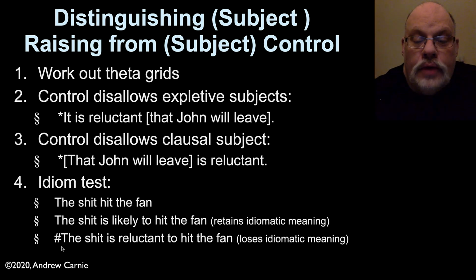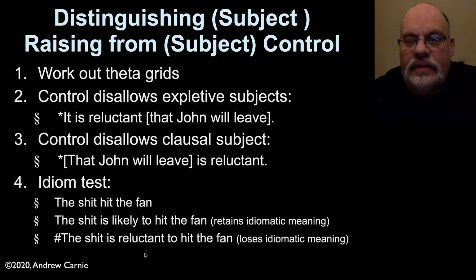Now, the minute you put this into a control construction, the sentence loses its idiomatic meaning and becomes deeply strange. "The shit is reluctant to hit the fan" is odd for native speakers. Similarly, "the cat is reluctant to be out of the bag" loses its idiomatic meaning. The easiest interpretation is only the literal interpretation. And the reason for that is because in control constructions, this subject is there from the beginning. It's getting a theta role from "reluctant". And the reason we use this particular idiom is because "the shit" is a very poor experiencer.